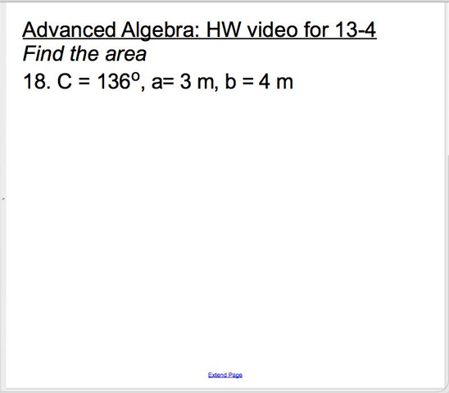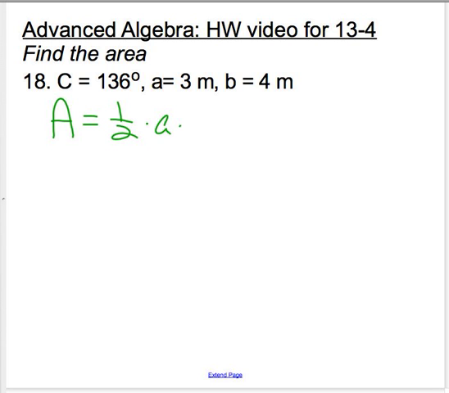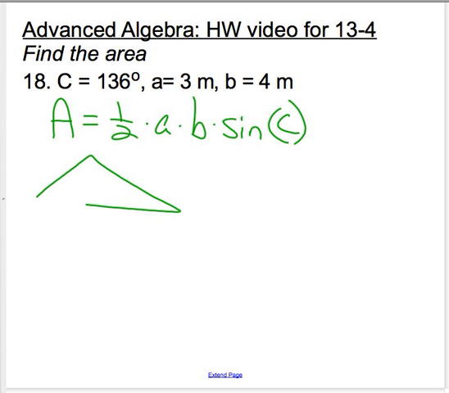We have an equation that allows us to find the area of a triangle. Area of a triangle is equal to 1/2 times 2 side lengths and the included angle. So what that looks like, if this is angle A, B, C, there's my 136-degree angle. Side A, 3 meters, side B, 4 meters. The angle is between the two sides that I'm given.